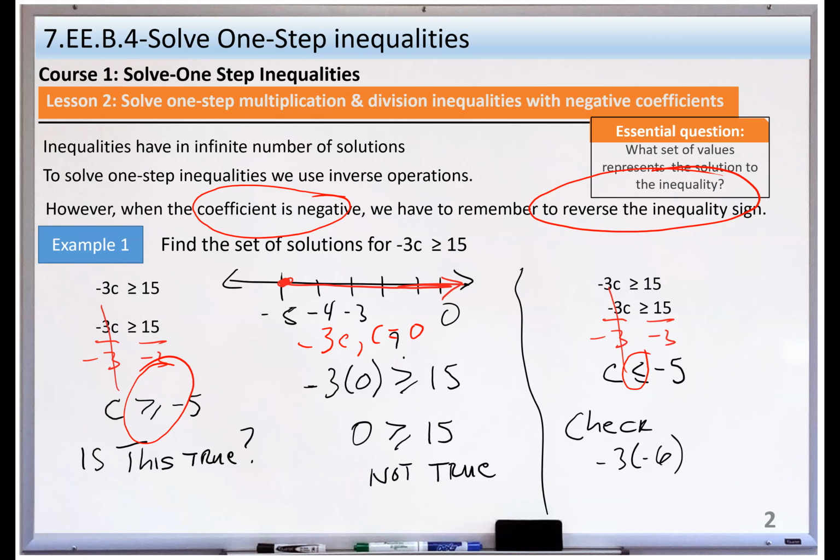Let me check that. I pick a number less than negative 5, which is negative 6, for example. Negative 3 times negative 6 is 18. It's true. 18 is greater than 15. So you don't have to really know why, but understand by this example that if you don't change the inequality when you have a negative coefficient, you're not going to get the right solution set.